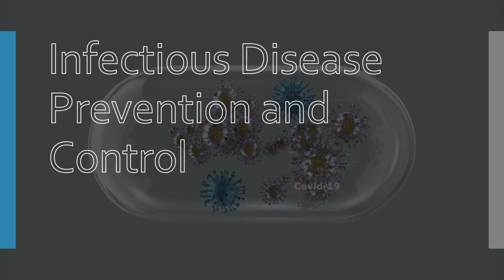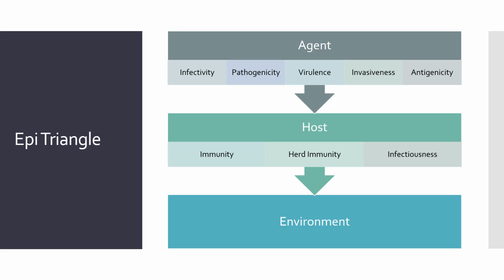In this slide deck, we're going to talk a little bit more about infectious disease in terms of public health and give you some specific examples that may help with some of your assignments. The transmission of communicable or infectious diseases actually depends on successful interaction of three things, which is the epi triangle. Those three things are the infectious agent, the host, and the environment.